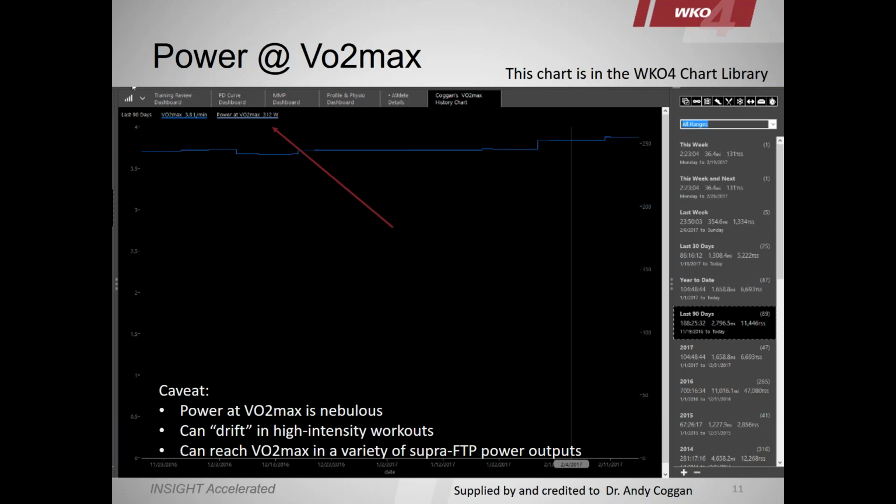But the reality is it is so for another reason. When we start utilizing VO2 max in workouts, it can sort of drift in high intensity workouts. You can reach that VO2 max at a variety of supra-FTP power outputs. So it's hard to pin it down exactly, because it can depend on how you get there. So just know we're giving an estimate.